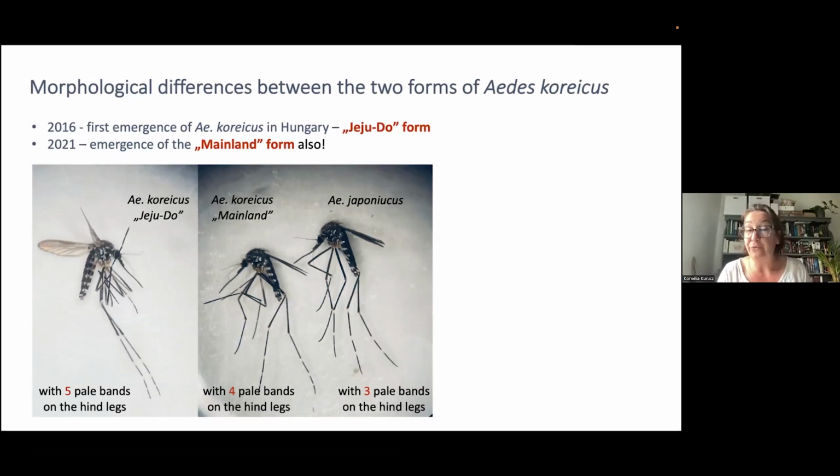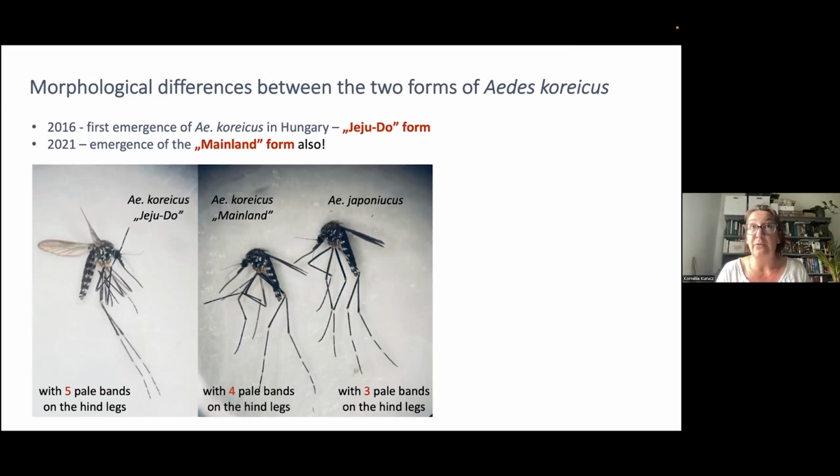In Hungary, we first found this island form, this Jeju-do form, and later we also found the other form that was similar to the German population. And it was also accidentally, I would say, that since 2016 we have a continued monitoring program in the same place, in the same city. So we trap mosquitoes year by year at the same places. So I can say that it's more than sure that this mainland form appeared in Hungary only in 2021.